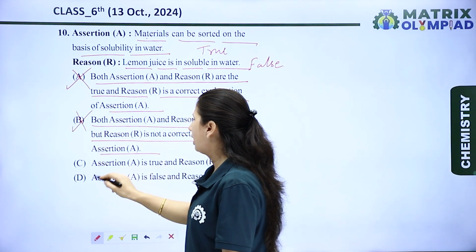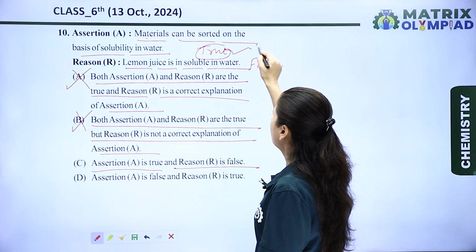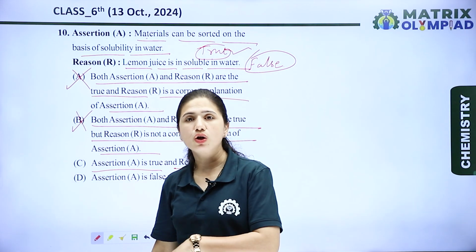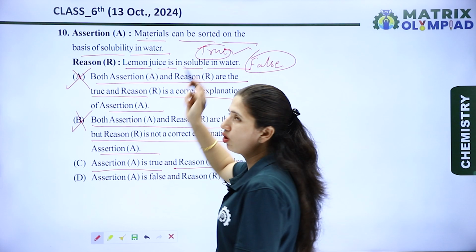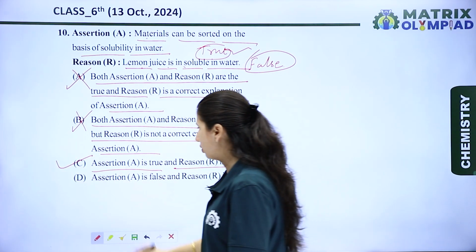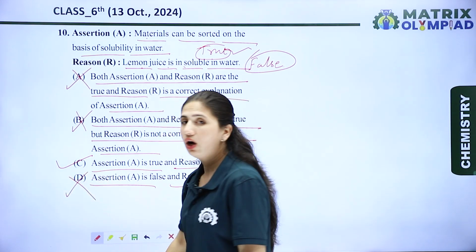It is also wrong. Next, assertion is true and the reason is false. Yes, assertion is true and the reason is false, because we know that lemon water is soluble in water, and here in the reason, lemon juice is insoluble in water. So option C is the right option for this question. And the last is assertion is false and the reason is true. This is also a wrong option.